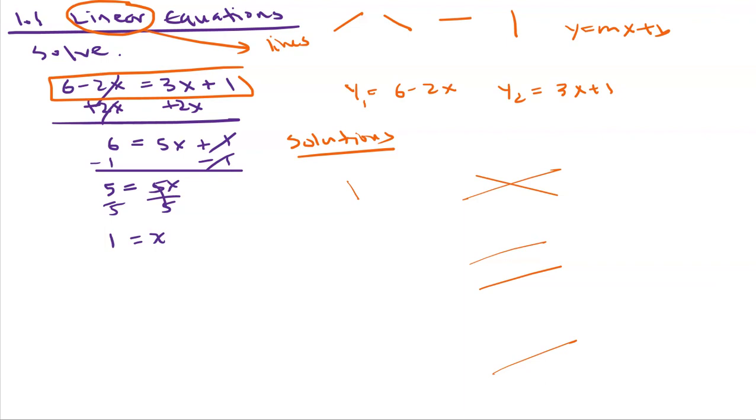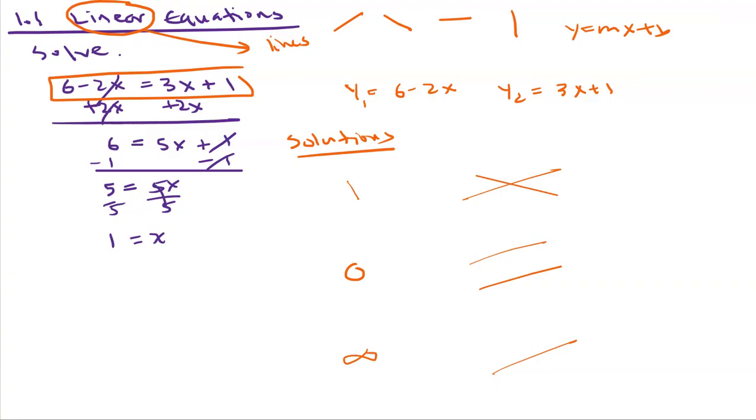How many solutions will you have for the second one? None, right? Why is it none? Well, they're parallel. Will they ever intersect each other? Never, so you'll have zero solutions here. And then what about this one here? It looks like just one line. Good, right? You have infinitely many solutions.